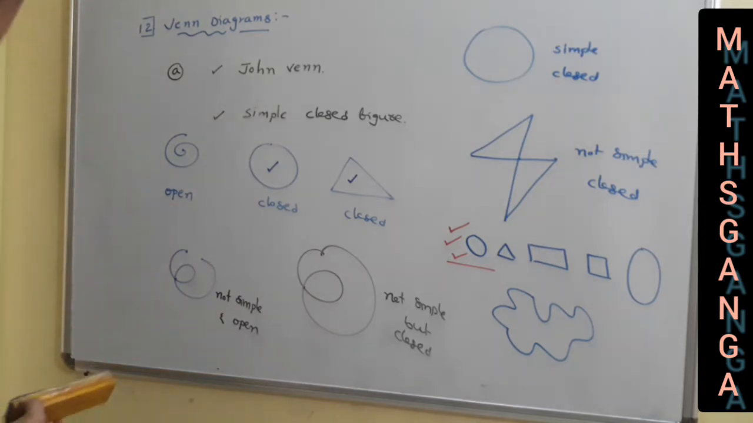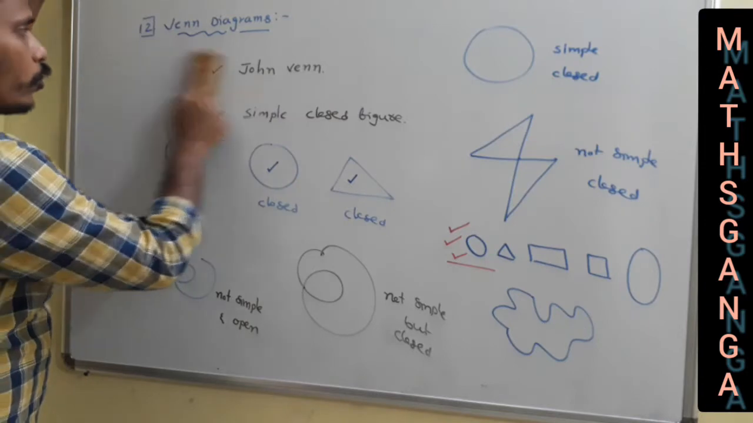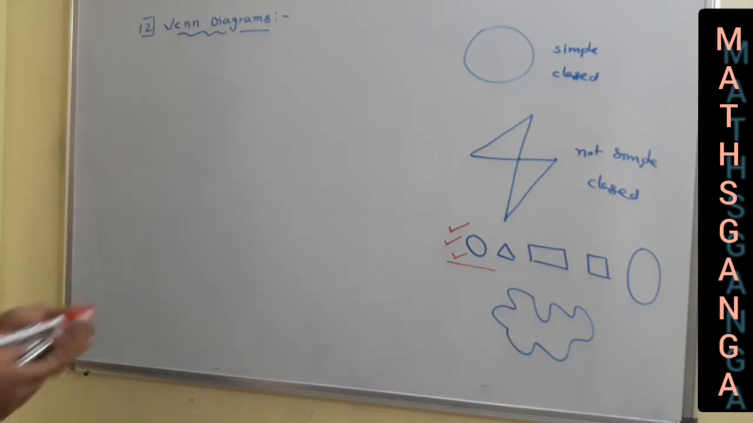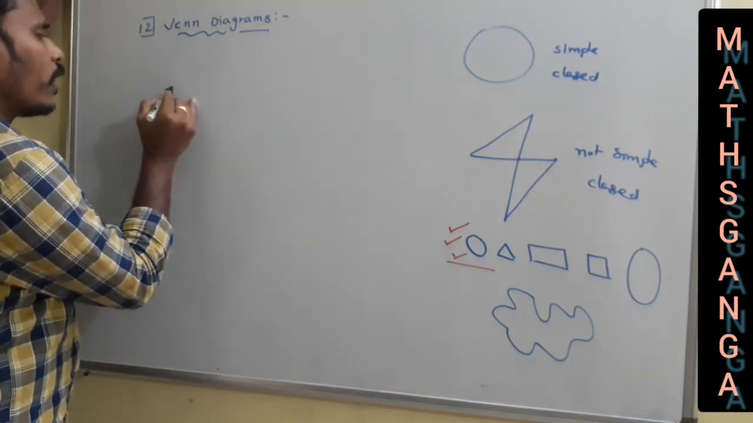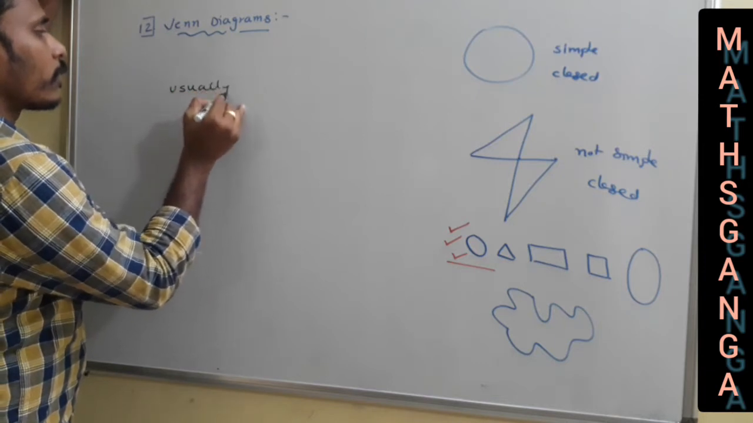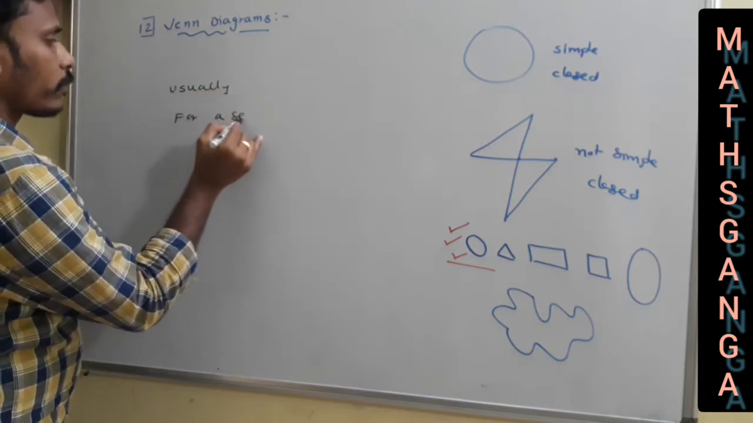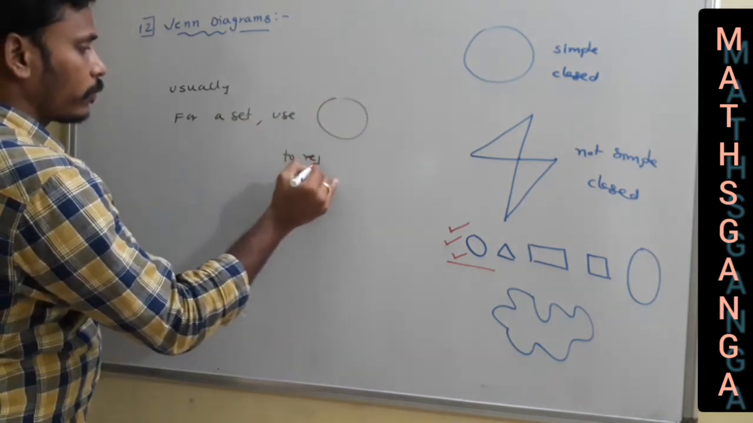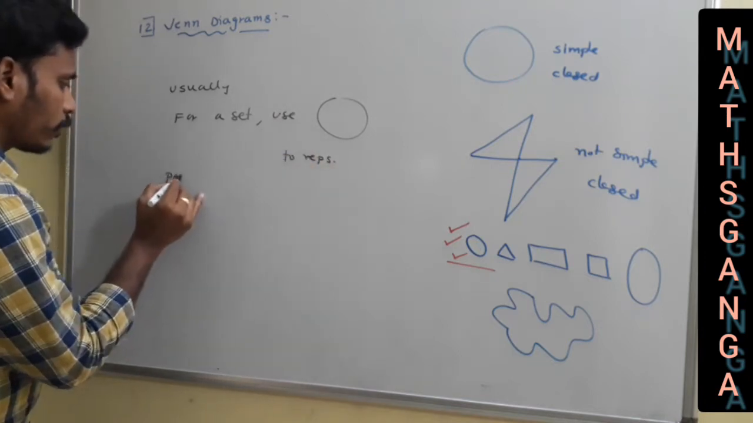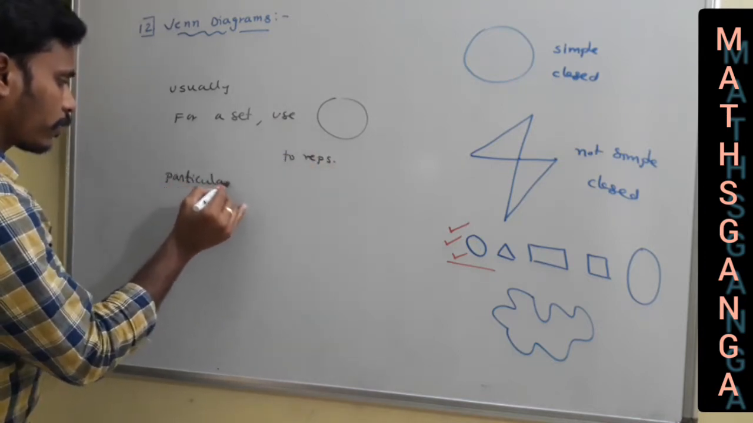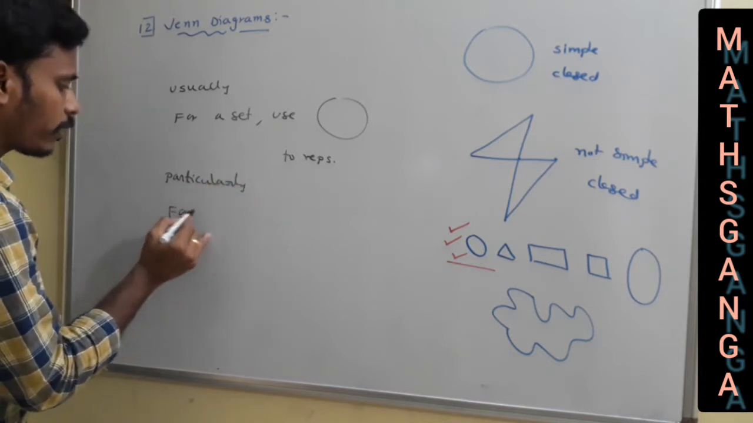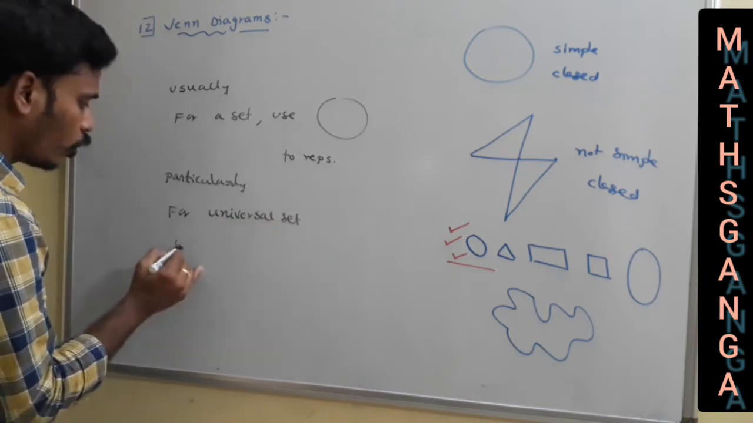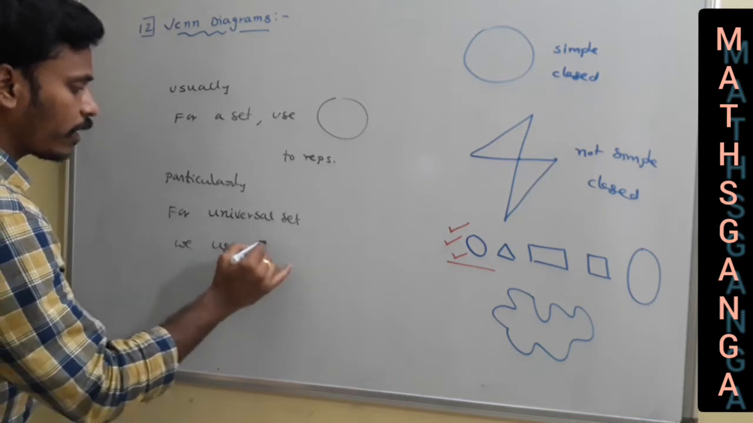Right. Okay. So at the end, what I'm going to conclude is, usually we use a circle to represent a set, and particularly for the universal set, we use a rectangle to represent it.